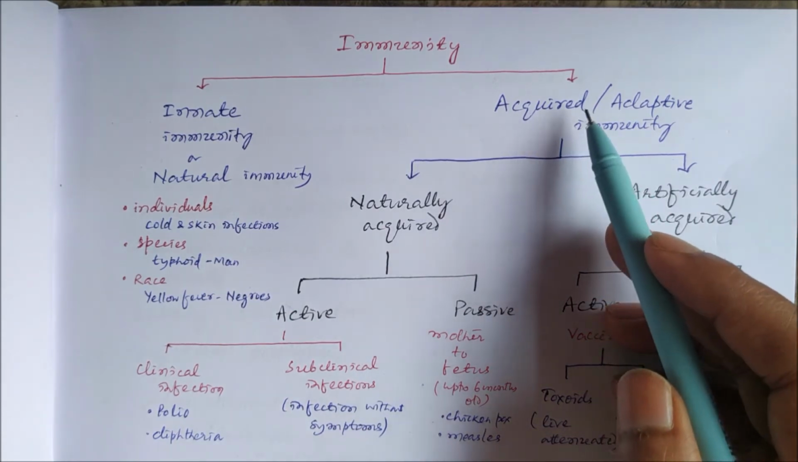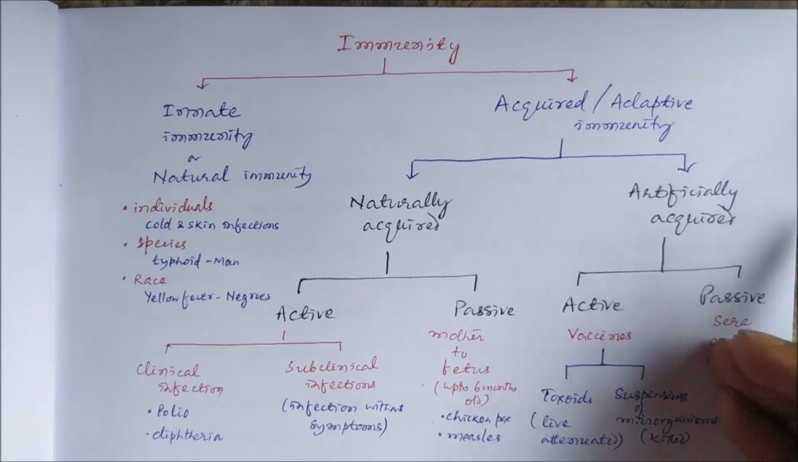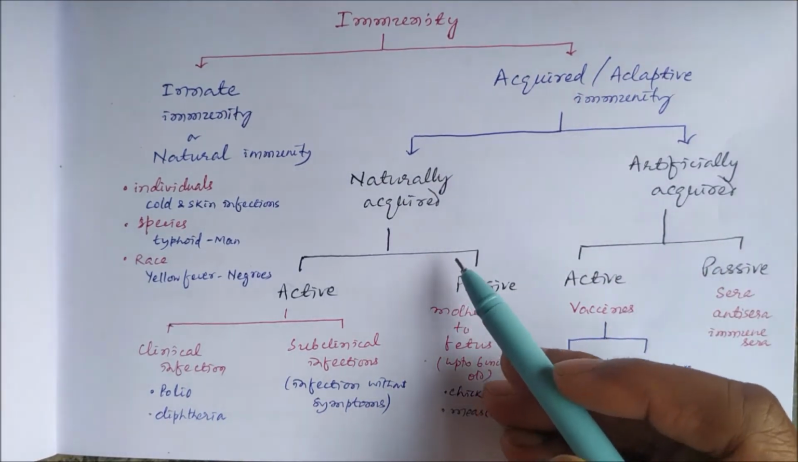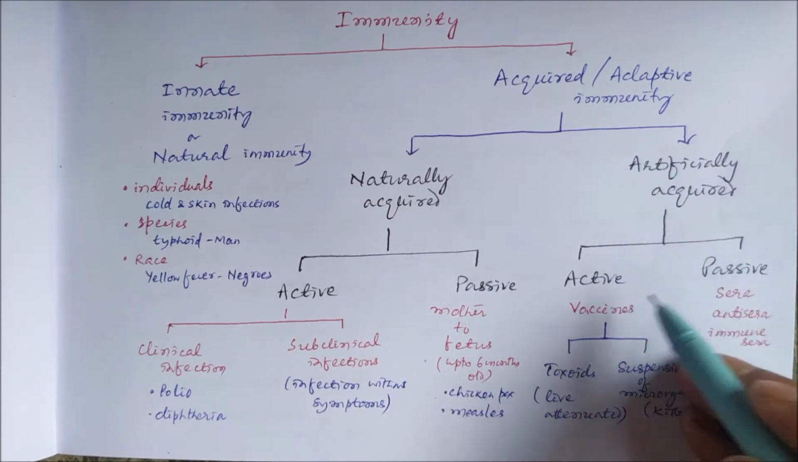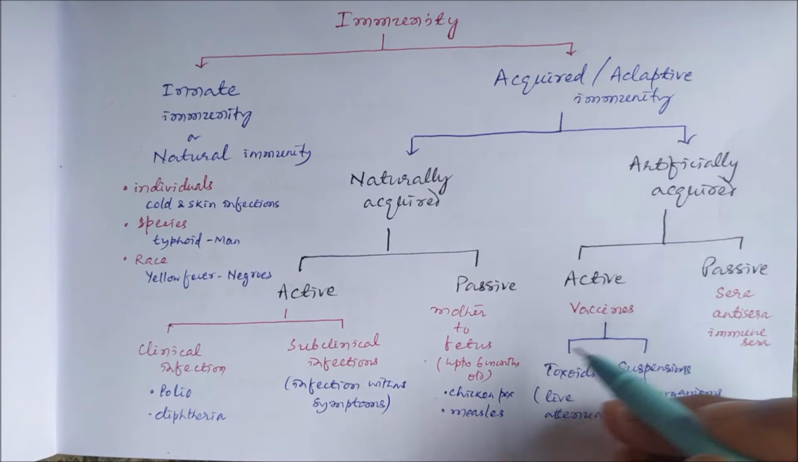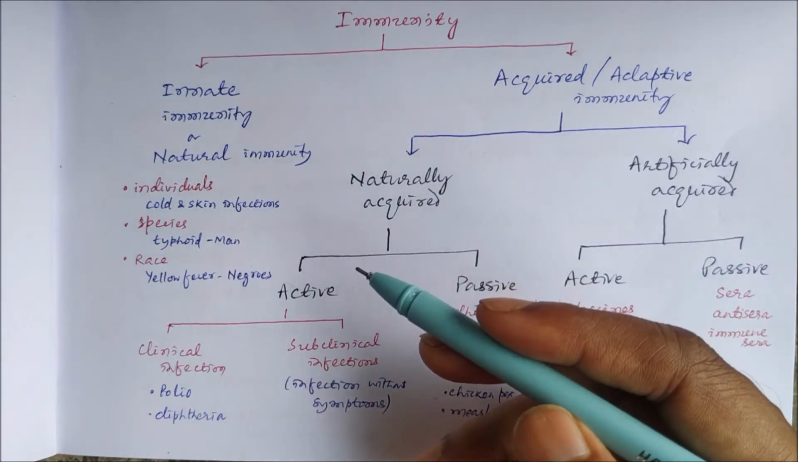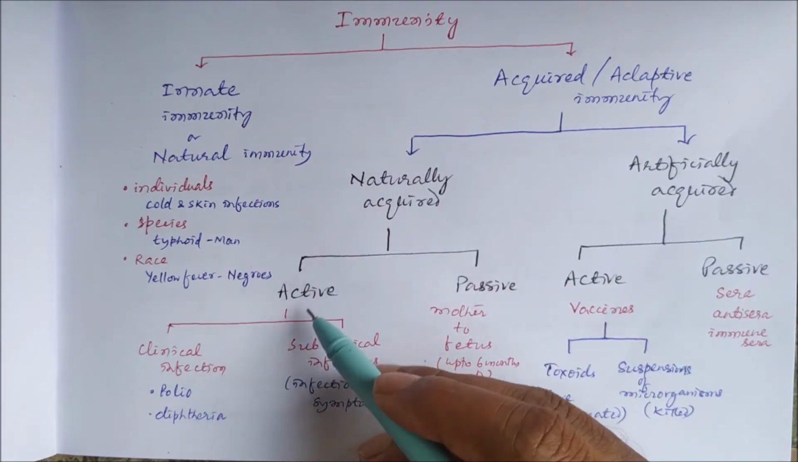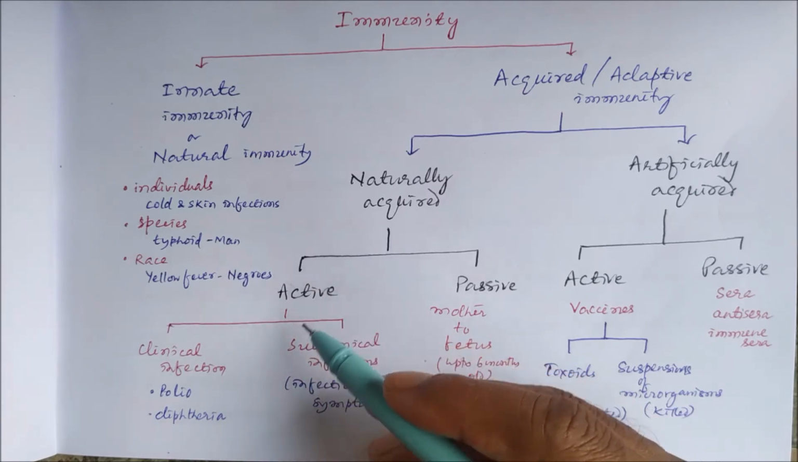Then acquired immunity. This acquired immunity can be either naturally acquired or artificially acquired. Naturally acquired can again be active or passive. Similarly, artificially acquired can also be active or passive. Whenever we have an infection, we develop immunity that is naturally acquired, and because of the infection, we call it active. That means our immune system is activated because of the infection.